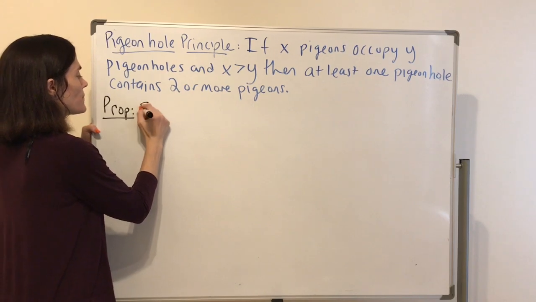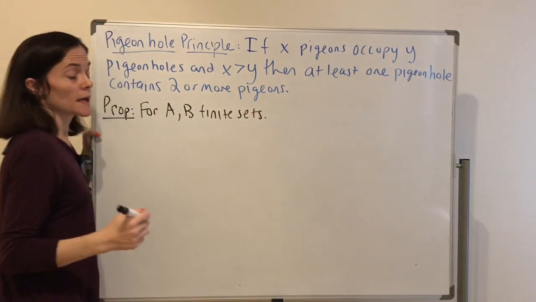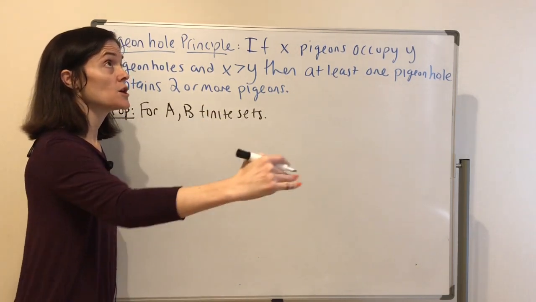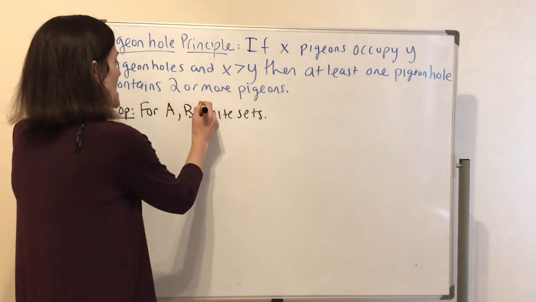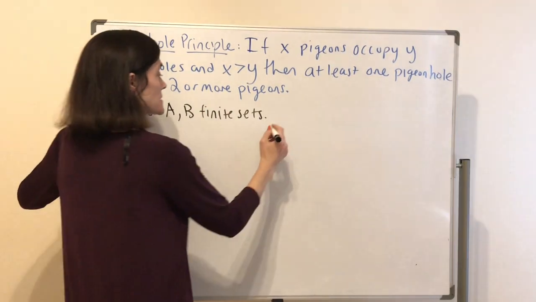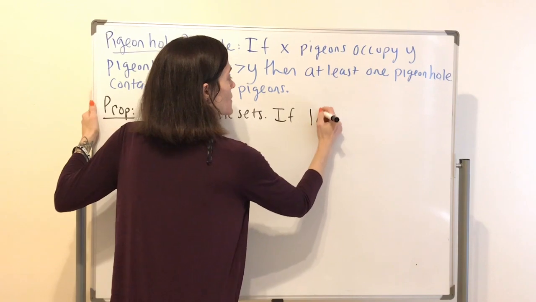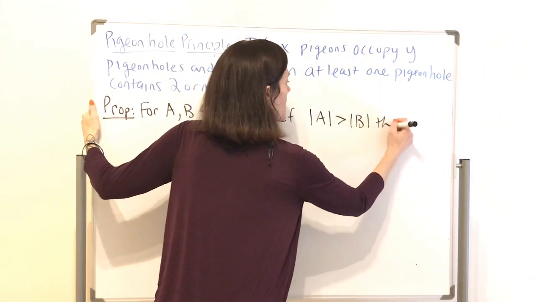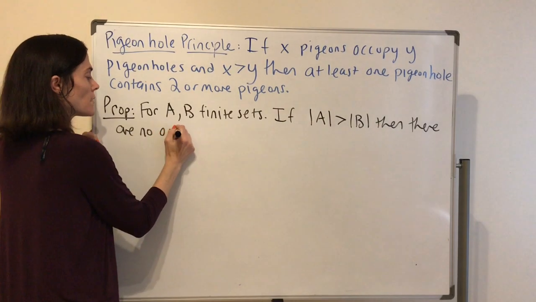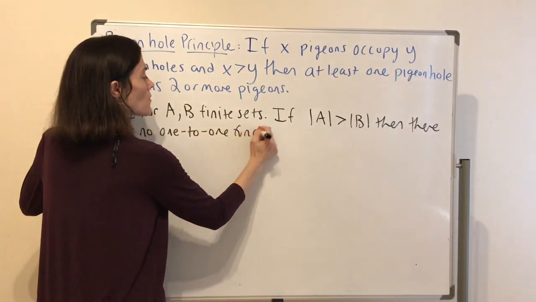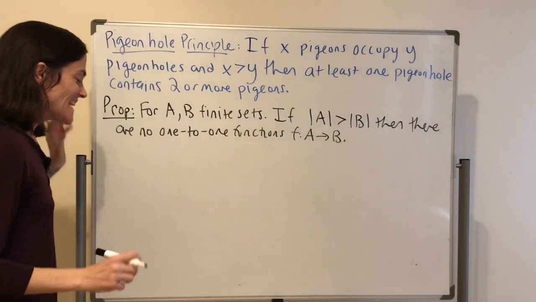Okay, so for A and B finite sets. Everything I'm doing in this section is finite sets. Two videos after this, we'll be working with cardinality on infinite sets, but that's definitely not today. So for A, B finite sets, I'll state it this way: if the cardinality of A is bigger than the cardinality of B, then there are no one-to-one functions f from A to B.